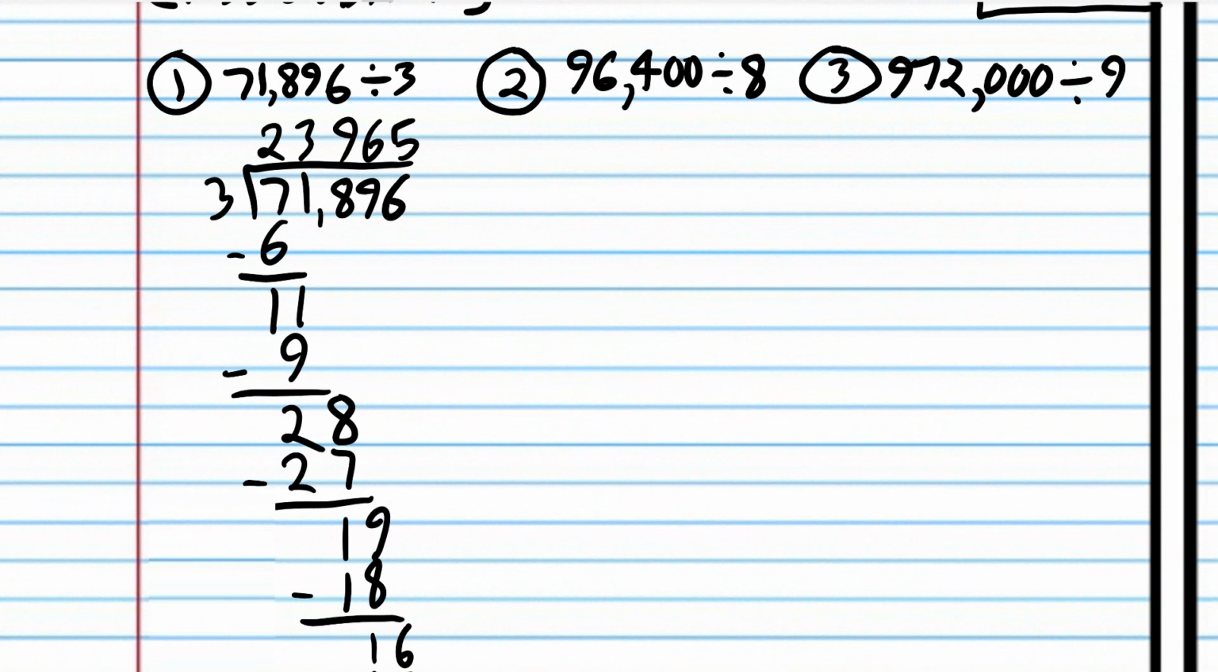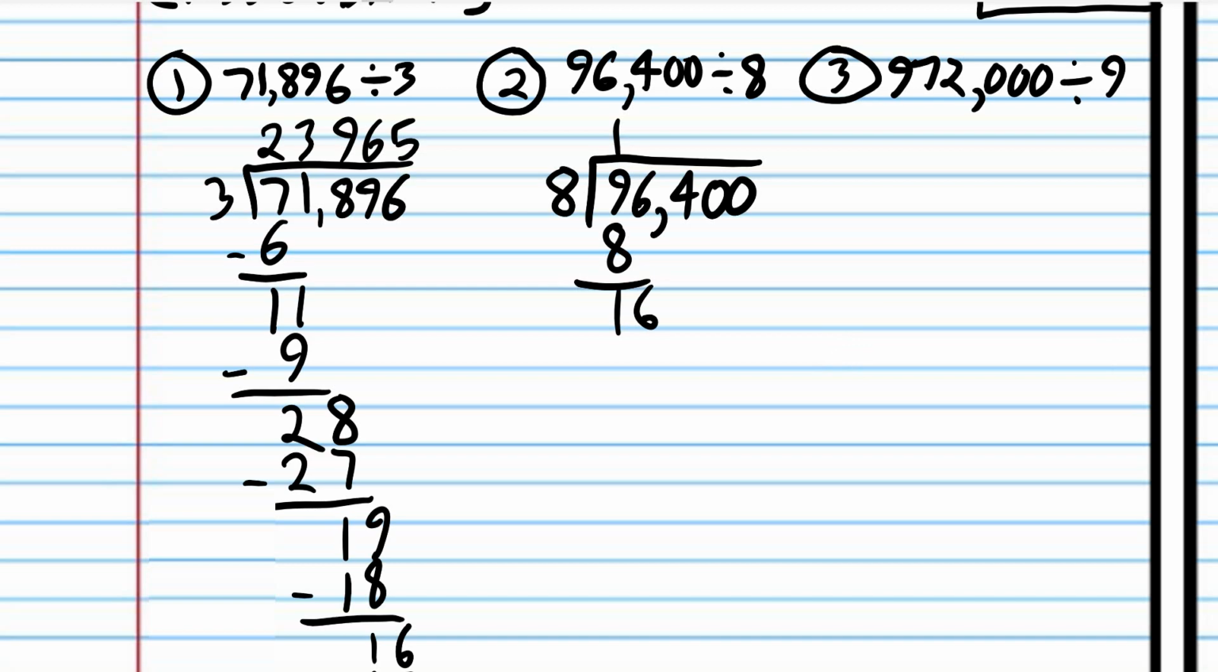So again, we're just reviewing here. Let's do the next problem. 96,400 divided by 8. All right, how many times does 8 go into 9? It goes in 1 time. 8 times 1 is 8. 9 minus 8 is 1. As always, bring down the next number. 8 goes into 16 2 times. 8 times 2 is 16. 16 minus 16 is 0. As always, bring down the next number.